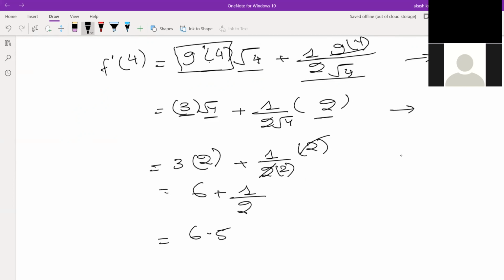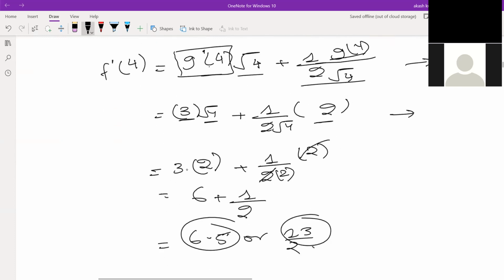Is this question clear to you? Yes. Or we can write this as 13 by 2. But 6.5 is enough, right? Yeah, we can write 6.5 or 13 by 2, whichever way. Both are the answer. Both are similar things. So is this question clear? Yes. Now let me get back to the book and show you the exercises.